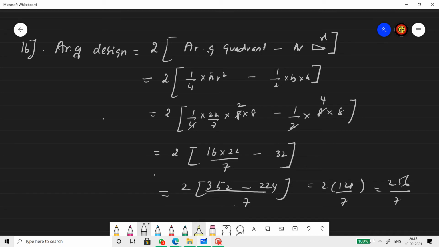So that's what is done over here. 2 times area of the quadrant minus area of the triangle. Quadrant radius is already available in the question. So put the values as instructed in the question. Base and height is also given. Simplify and get the answer.